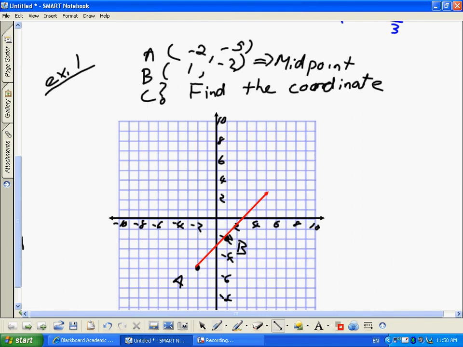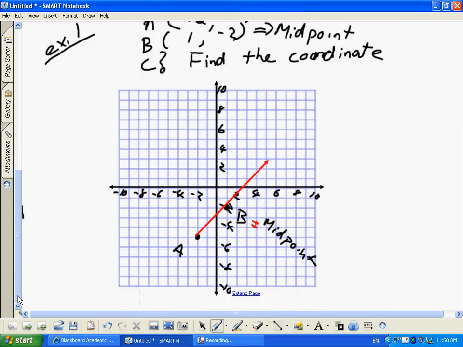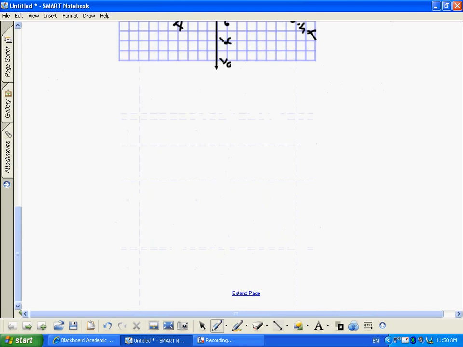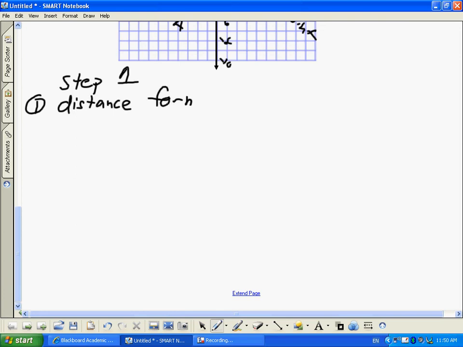Point C would be the end. B is our midpoint. Okay. So, very first step, like you said, Quentin. Distance formula. Step 1. So this is distance. Could you also use this if you were just finding what C is? You don't have the midpoint, or you're just trying to find out what the midpoint is? You do the same step.